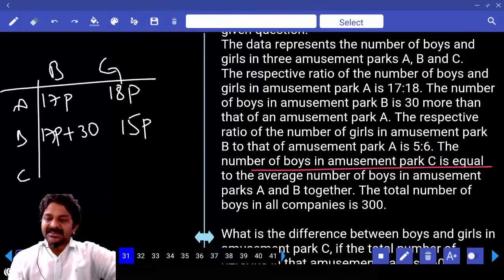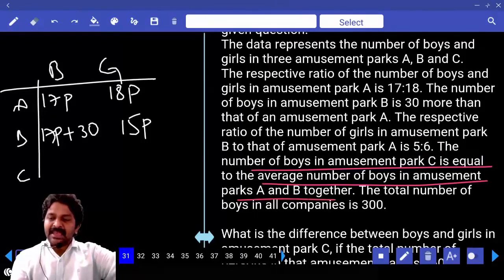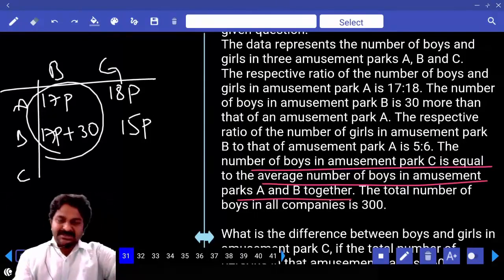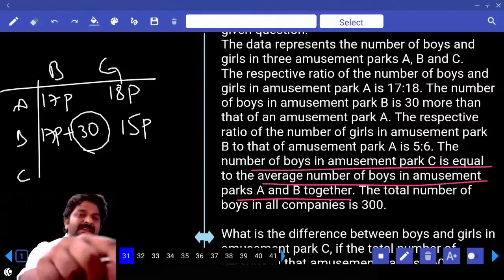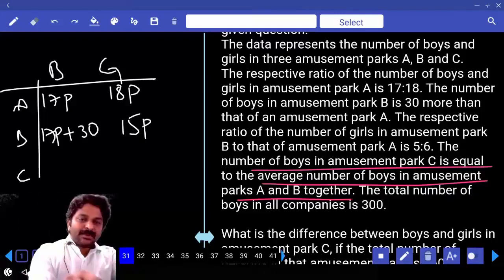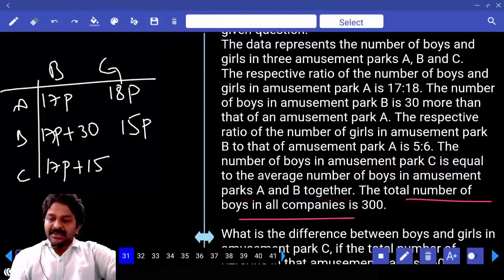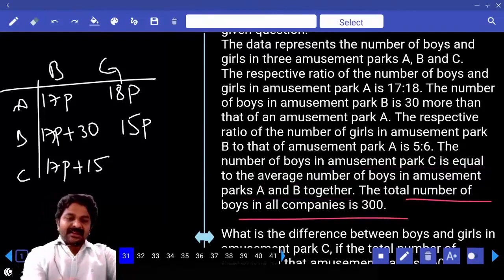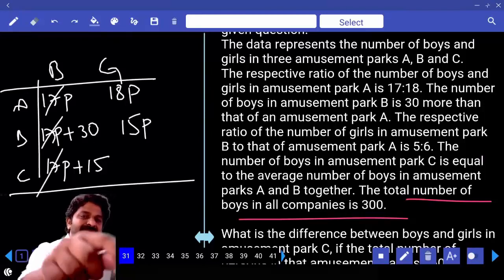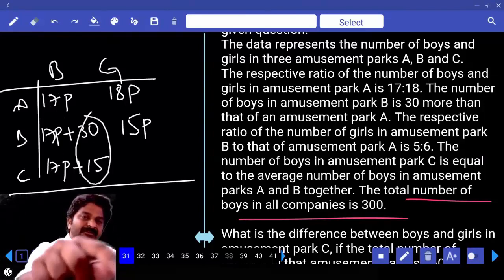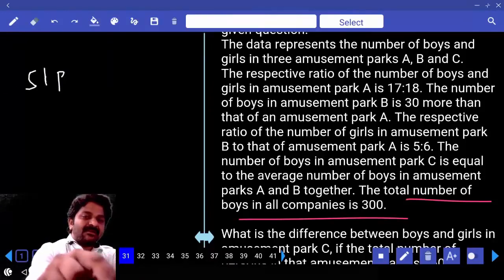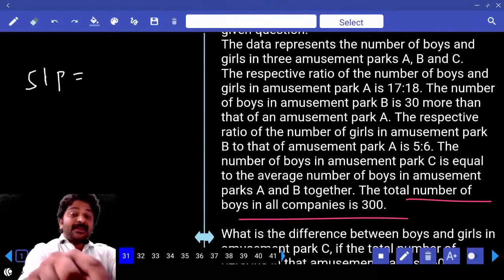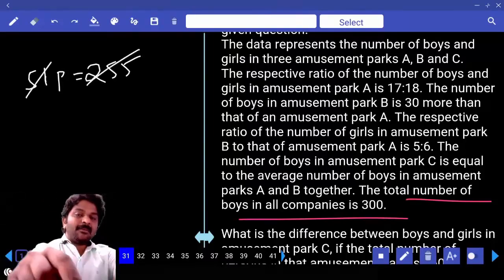The number of boys in park C is equal to the average of boys in parks A and B together. Average of these two numbers. 17 parts is there 2 times. So calculate the average for 30, which is 15. Then it is going to be 17 parts plus 15. The total number of boys in all parks is 300. So 17, 17, 17, that is 51 parts plus 45 is equal to 300, then 51 parts is equal to 300 minus 45, which is 255.